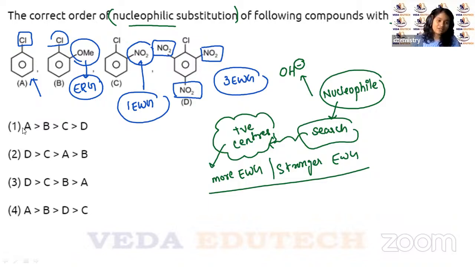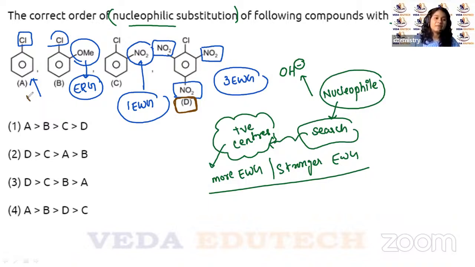So can I say here, children, what can I say here? The more the number of electron withdrawing groups, the higher is the nucleophilic substitution. So in case of D, we have the highest substitution, right? Because 3 electron withdrawing groups are present. Whereas after that we'll have C, because we at least have an electron withdrawing group here.